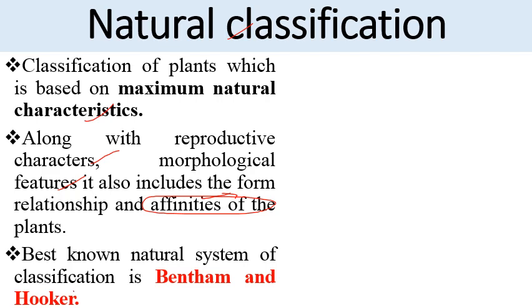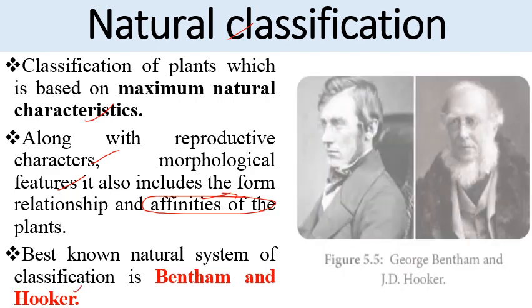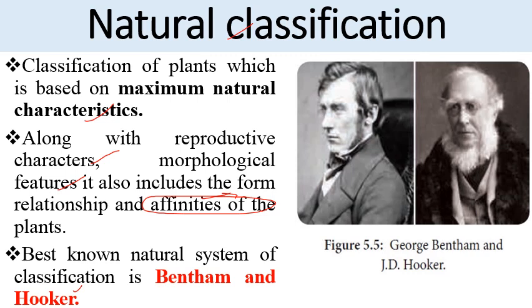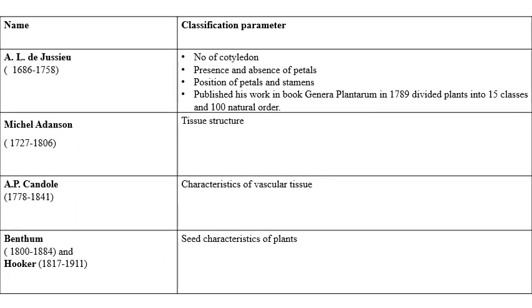सबसे ज़्यादा जो known classification and natural system of classification, that is Bentham and Hooker system of classification. So ये दो साइंटिस्ट हैं जिन्होंने बहुत सारे प्लांट्स को क्लासिफाई किया. This table shows the scientists who are related with this natural system of classification. So firstly, A.L.D. Jussieu.